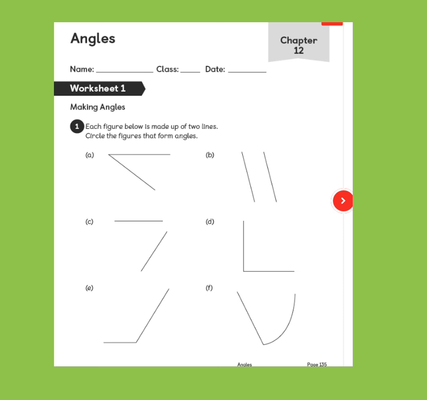Okay, now I think you're ready to have a go at worksheet 1, making angles. Pause the video and have a go. There are 4 pages to get through today. When you're done, play the video again and we'll go through the answers together.